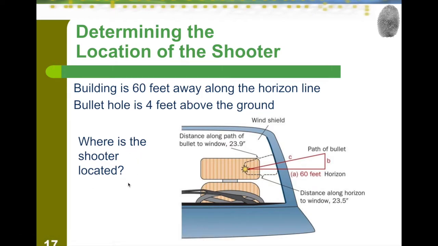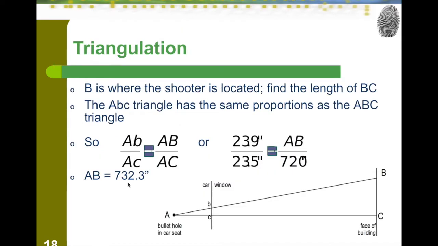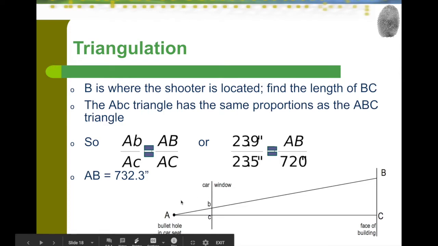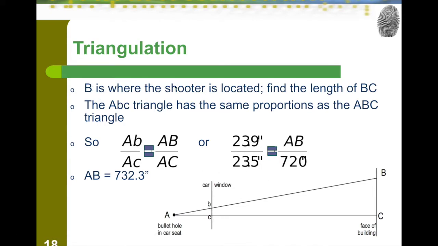Then the question says, where is the shooter located? Well, I don't know either. But here's what you have to do. You're going to use mostly the Pythagorean theorem here. Here's a bullet hole. The face of the building, the big A, big C, and big B, that's your big triangle. But your little triangle here would be proportionate to the big triangle. B is where the shooter is located. We don't know how high up that is, but we know that's B.